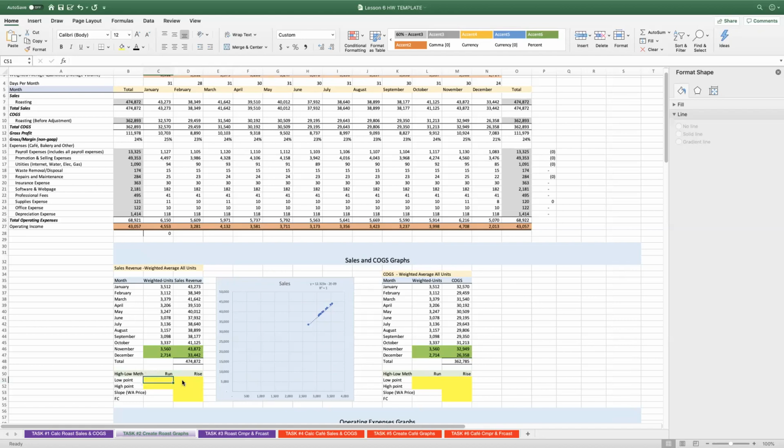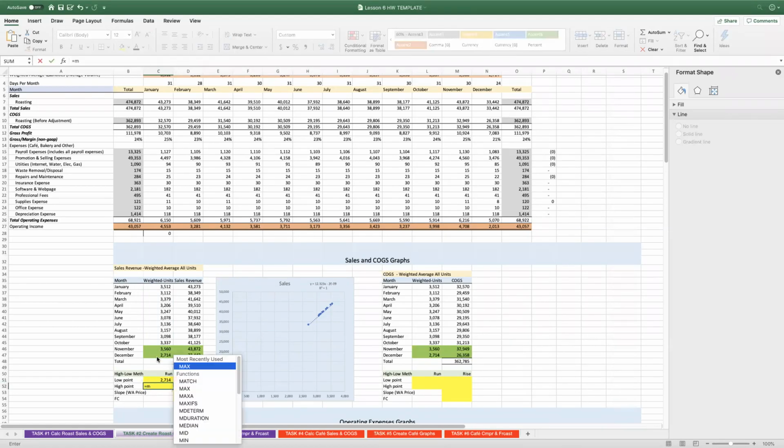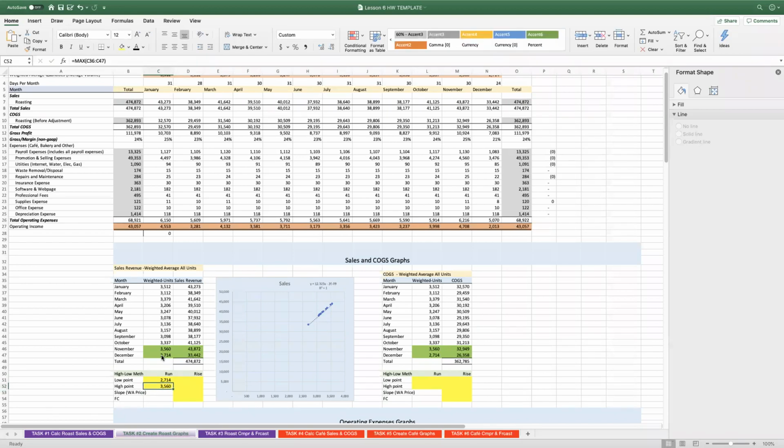So what we do is we find the low point, which is the min in the data set. So use equals min, highlight that, and then hit enter, and it pulls in whatever the smallest one is. And then here we're looking for the high point, so that's max, highlight it. And I already highlighted them in green previously because I wanted that to stand out on your template. That's the points right there that you're going to be using to calculate the high-low method.